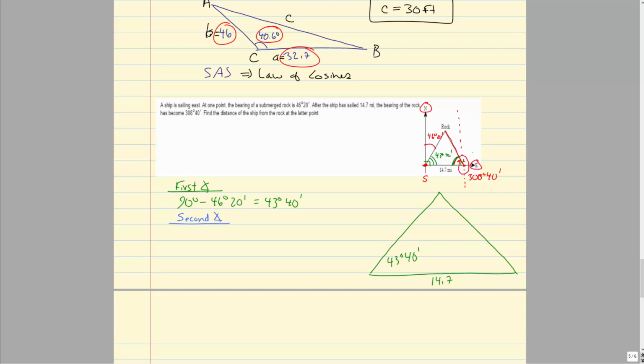So for the second angle, if I just draw a picture of the vertical line, I guess I should put this in as dashed so it kind of matches. This value is here, and I have a bearing to the rock. So what happens is I have this 308 degrees 40 minutes. That will start right here.